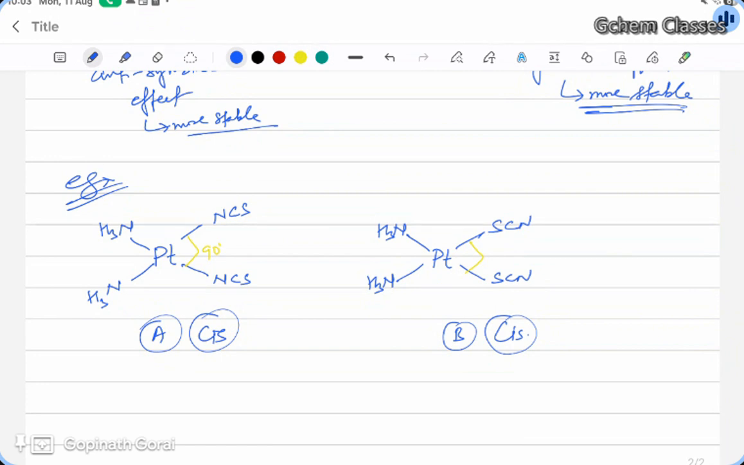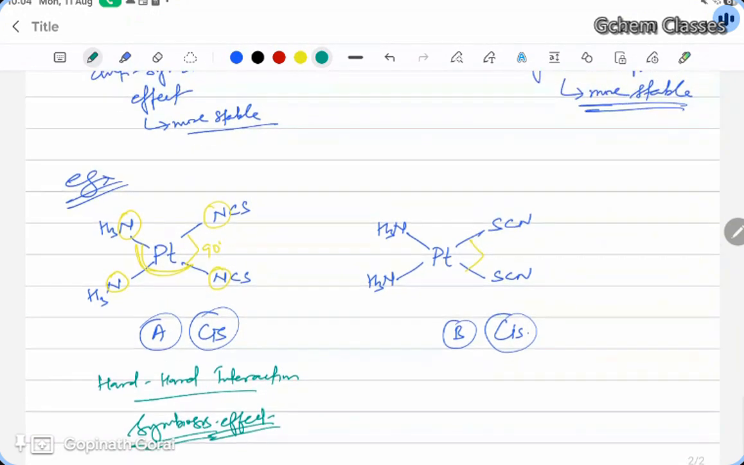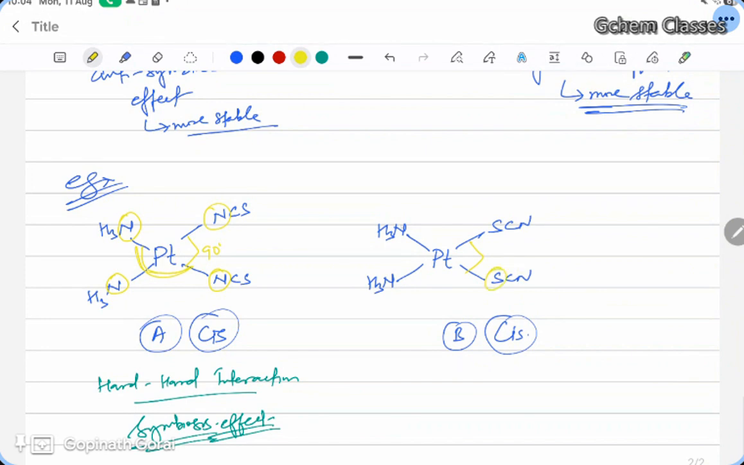Now, in this case, you just see we have nitrogen attached over here, and here also nitrogen. So nitrogen is attaching at the 180-degree angle. So here we can say that this is hard-hard interaction, right? Hard interaction means this is showing symbiosis effect, because as we know, hard-hard or soft-soft will show symbiosis. Now what about here? You just see here we have sulfur, here we have nitrogen.